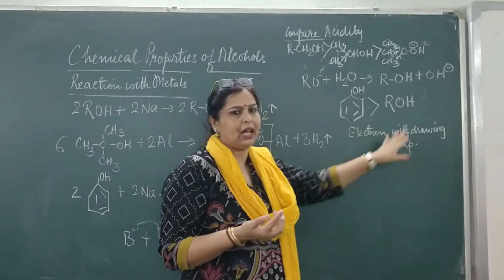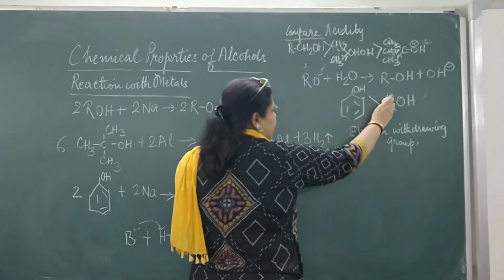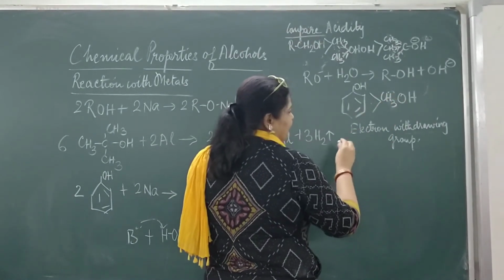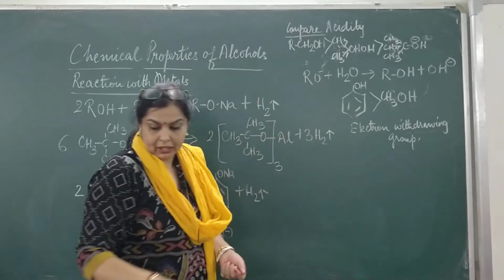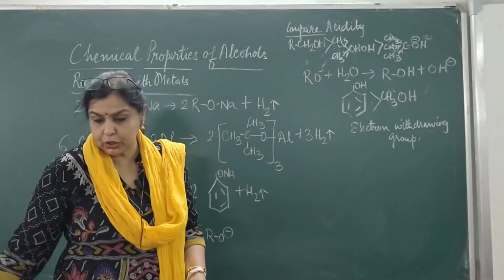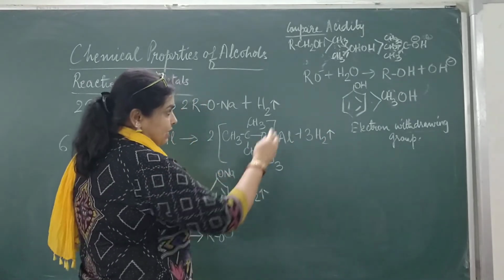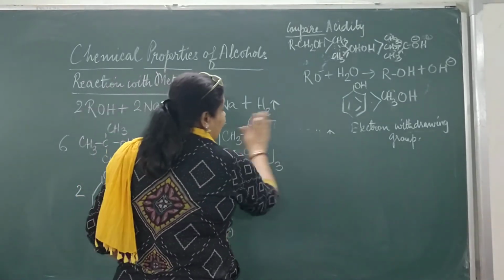Right? Now we will compare phenol and an alkyl alcohol. We will take methyl alcohol, let me take CH3OH. I will explain why phenol is a better acid than methyl alcohol.